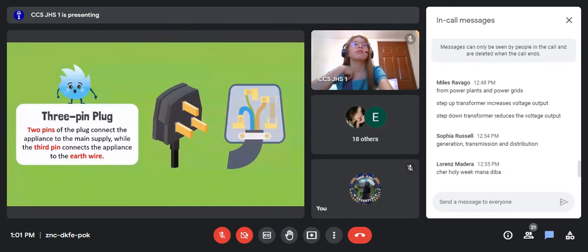Let's discuss the 3-pin plug now. 2 pins of the plug connect the appliance to the main supply, while the 3rd pin connects the appliance to the earth wire. The earth wire has a similar function. It sends excess current into the ground, thus preventing electric shocks.